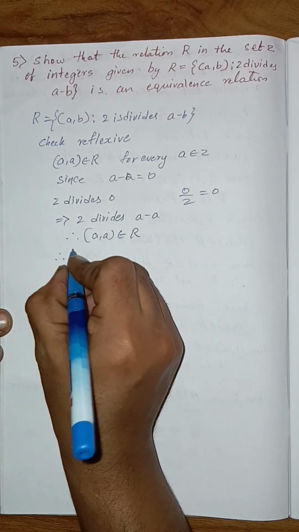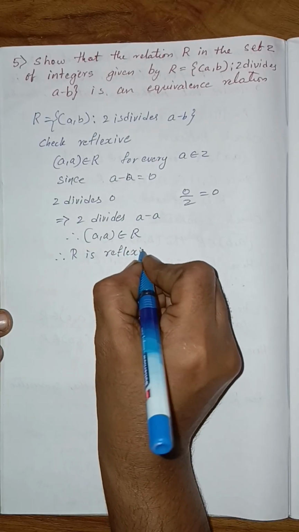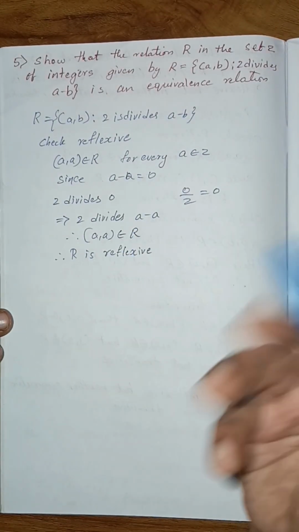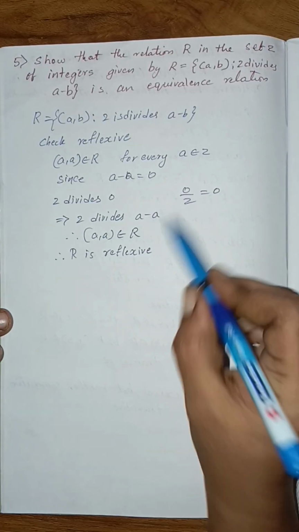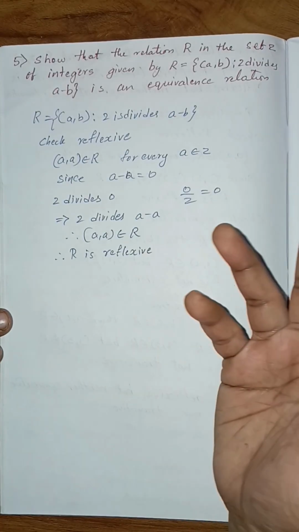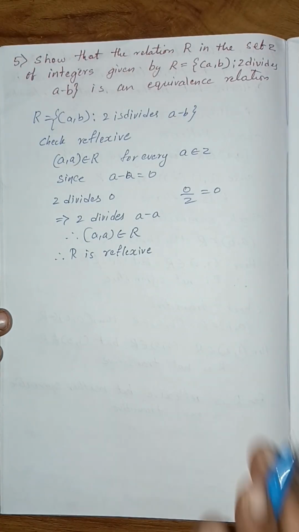So R is reflexive because a minus a itself is 0. This 0 divided by 2 is obviously 0. Any number you take for a, again you will get 0 divided by 2, and 0 is also an integer.